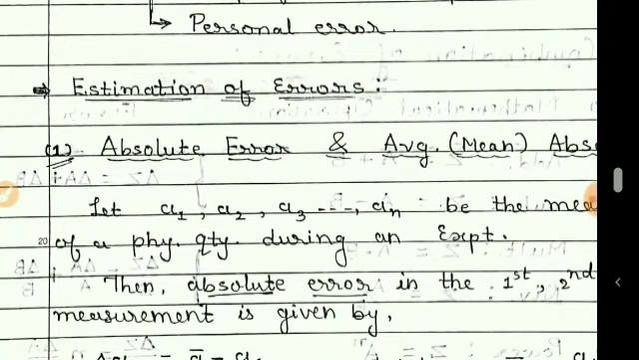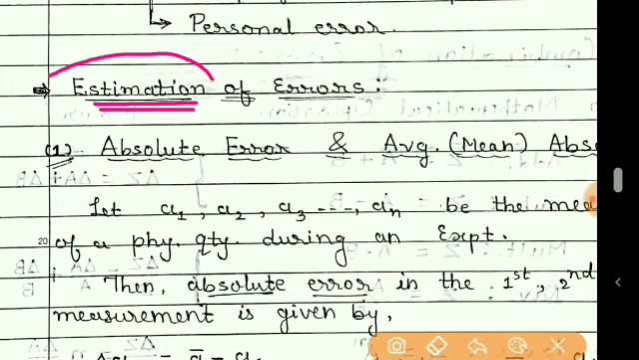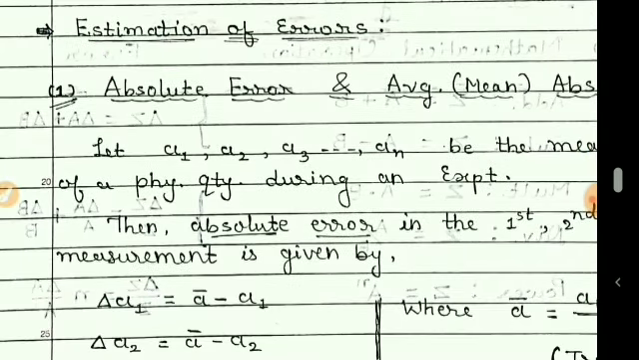So students, from today's discussion, it is clear that there is a chance of errors in the measurement of any physical quantity like length, mass, time, temperature, etc. But if there is an error, then it is required to estimate that error. Means how much the error is, that is to be known to the person. So in our next lecture, we will study about the estimation of the errors.